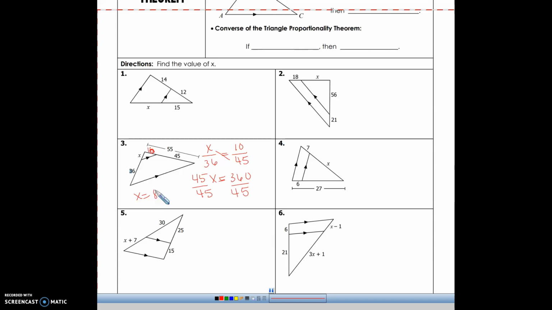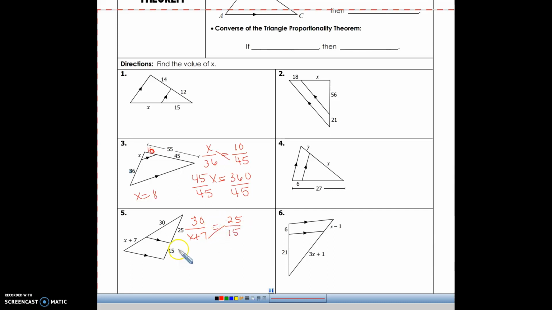Okay, I'm going to skip 4 and move to 5. Here in 5, we're doing the same thing. We have two parallel lines, except they throw in an expression for one of the sides. But we're going to do exactly the same thing. We've been working with proportions with expressions in them. Parallel lines, so these segments in the triangle are proportional. So 30 over X plus 7 is going to equal 25 over 15. Again, I'm going to cross multiply.